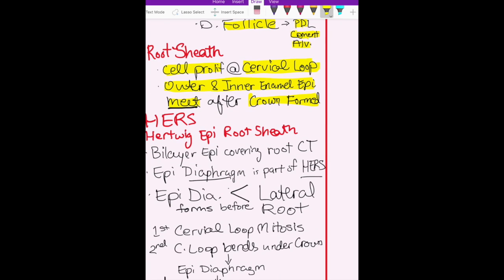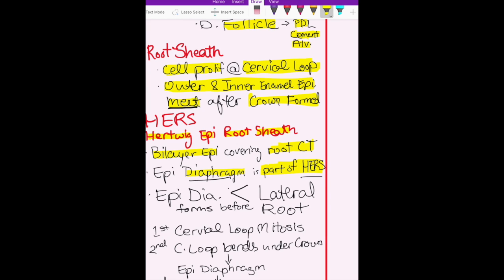Another concept we have is HERS, and that is the Hertwig epithelial root sheath. It is an epithelial bilayer that covers the root of the connective tissue, and the epithelial diaphragm is part of the Hertwig epithelial root sheath. So epithelial diaphragm is the most apex point, so it is the bend in the root, and it is part of the Hertwig epithelial root sheath.